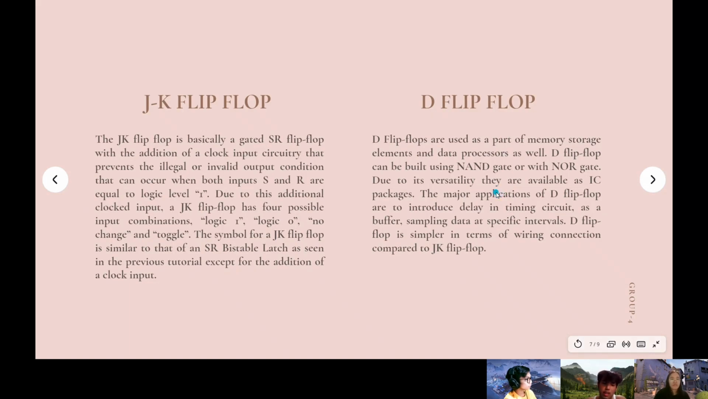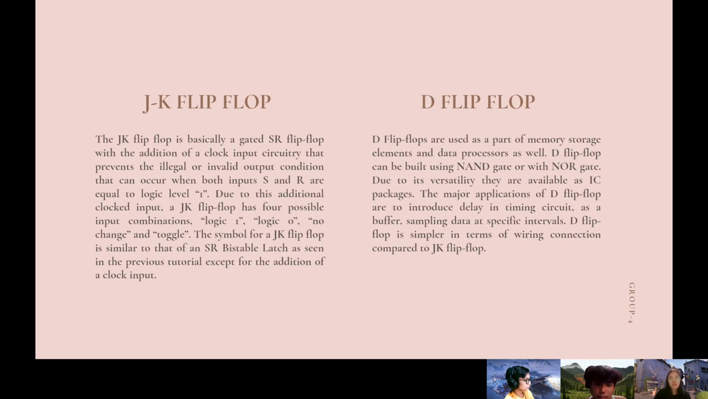Next slide. So for the flip-flop, a JK flip-flop is basically a gated SR flip-flop with the addition of a clock input circuitry that prevents the illegal or invalid output condition that can occur when both inputs S and R are equal to logic level 1. Due to this additional clock input, a JK flip-flop has four possible input combinations: logic 1, logic 0, no change, and toggle. The symbol for a JK flip-flop is similar to that of an SR latch as seen in the previous tutorial, except for the addition of a clock input.